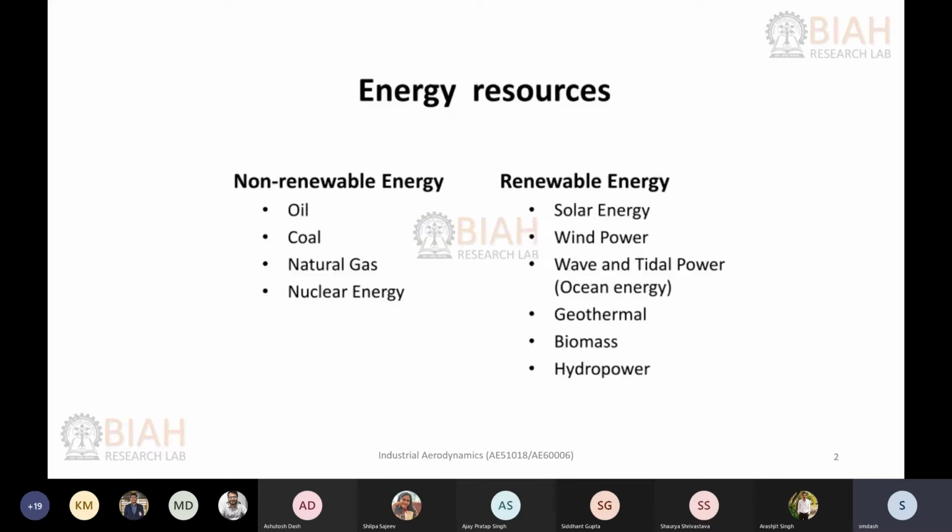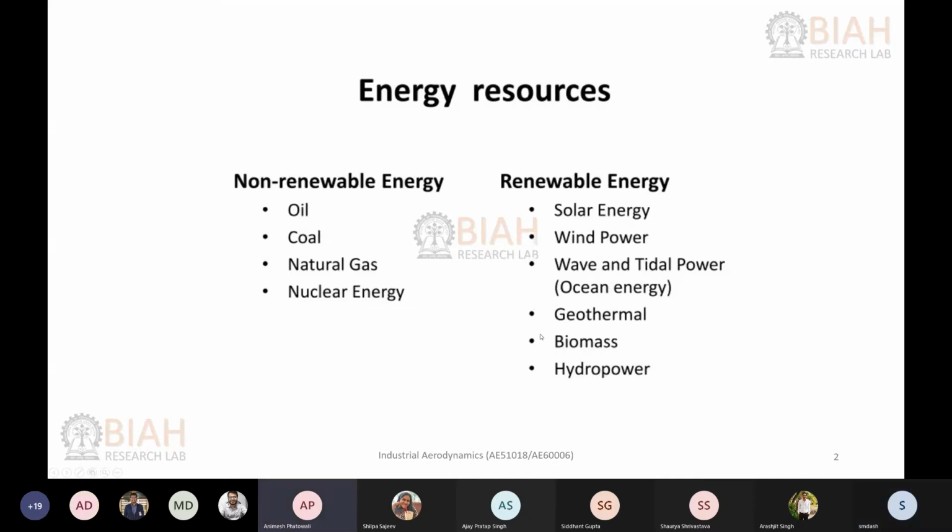So first thing, there are different energy sources, as you all are aware. There are a few which are called non-renewable energy and a few which are renewable energy. Can someone tell me the basic definition in one line? Why do we categorize these as renewable and these as non-renewable energy? What is the difference between them?